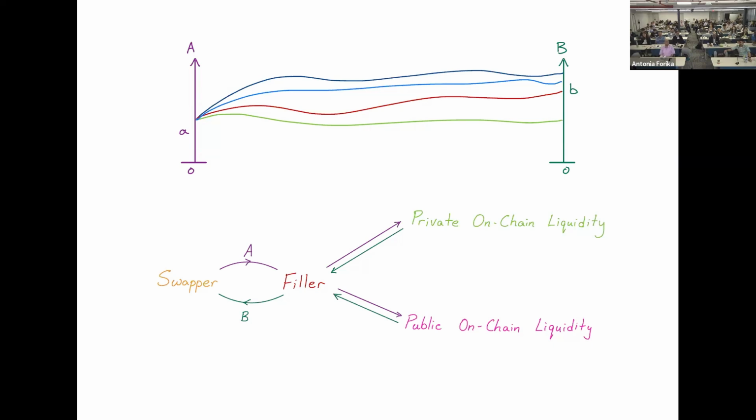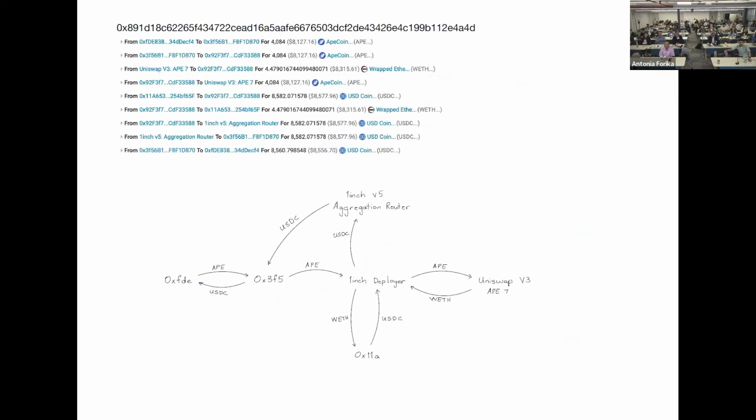And then the filler can also choose to use public on-chain liquidity, which would be grouped as all the AMMs and everything that's publicly available in an AMM. So yes, that's part of your filler question too. It's anybody who's doing that to fill your order.